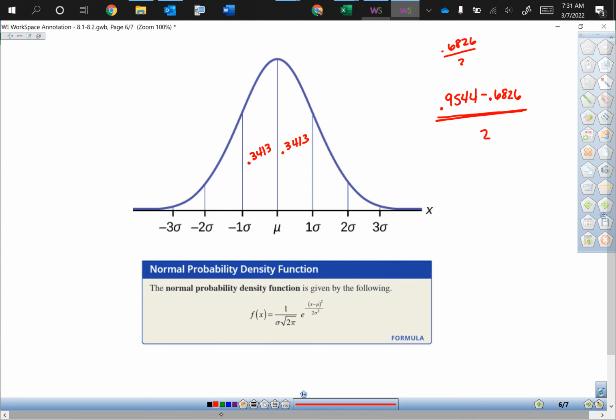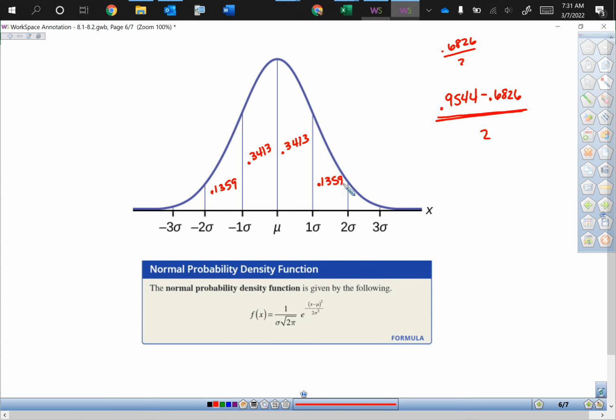So 0.9544 minus 0.6826 divided by 2. Put that in your calculator. Pause the video, put that in your calculator. And you should get 0.1359 for each one of these guys over here, 0.1359.